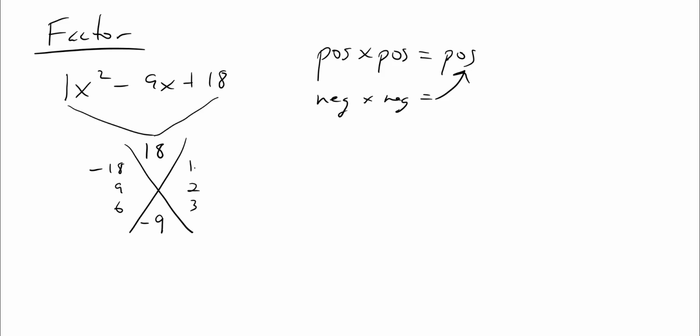So if I put a negative in front of each of these, which is fine, which one gives you negative 9 when you add them together? In this case, you would say negative 18 minus 1, negative 9 minus 2, and negative 6 minus 3. So if you look at this, you'll see negative 6 minus 3 is negative 9. So that means the answer to this problem is x minus 6 times x minus 3. And that would give you the correct answer.